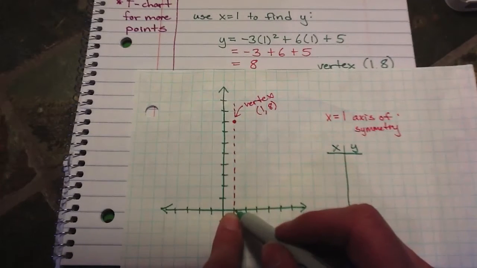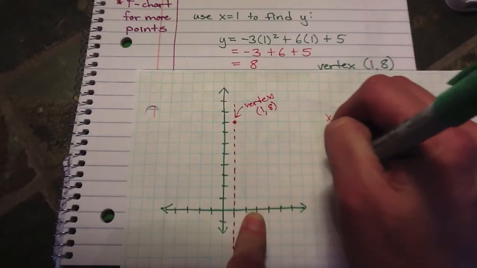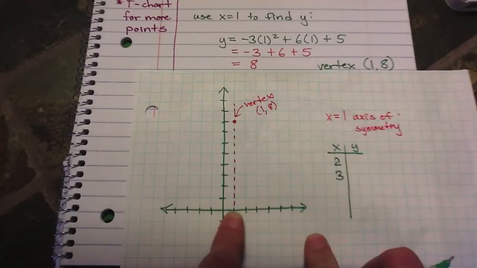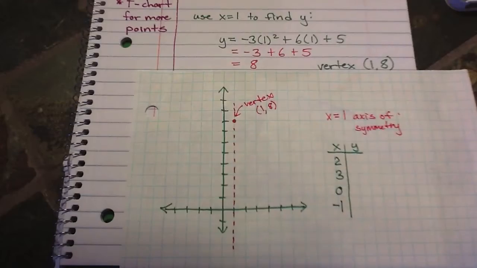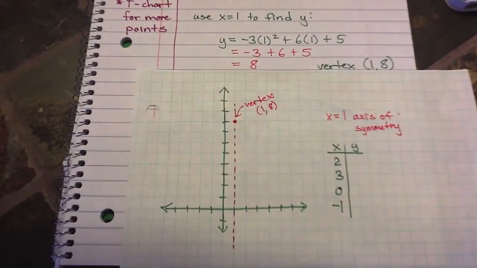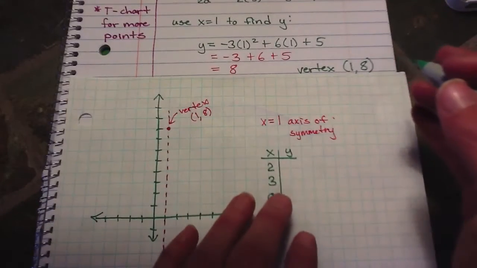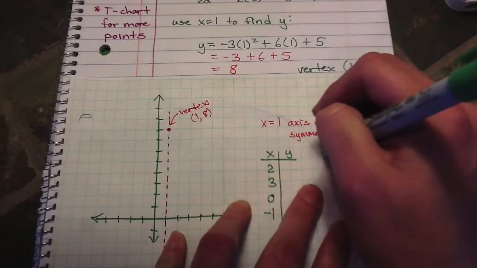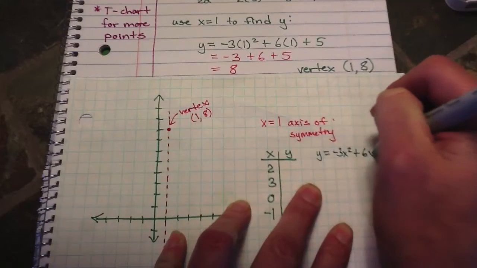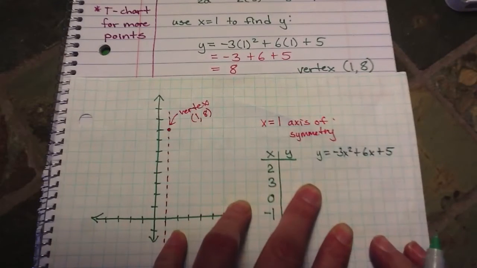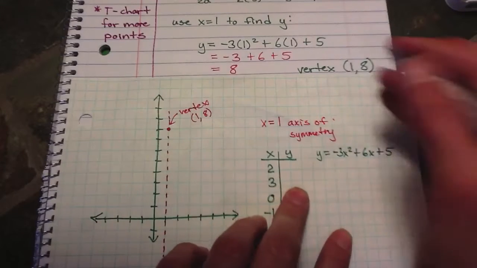So I'm going to pick 2 x values greater than that axis of symmetry, like 2 and 3. And then I'm going to pick 2 values less than, like 0 and -1. Then I'm going to plug them into the original equation. The original equation was y equals -3x squared plus 6x plus 5. Plug in 2 for x and you'll find the y that goes with that.